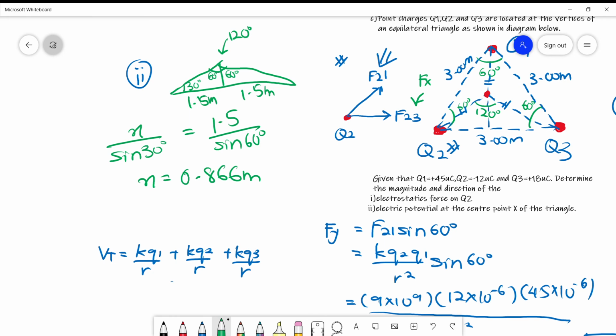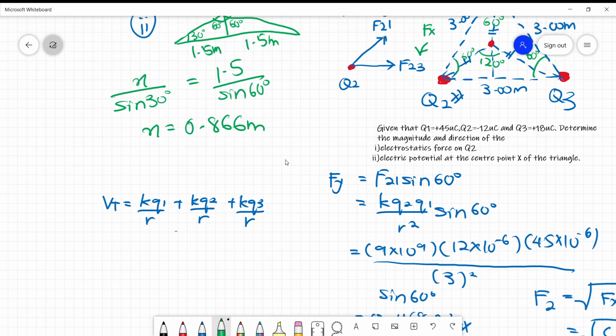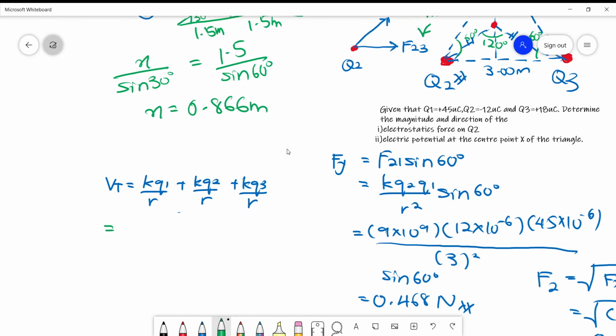So let's see whether it is correct for the electric potential. Okay, we factorize this out.